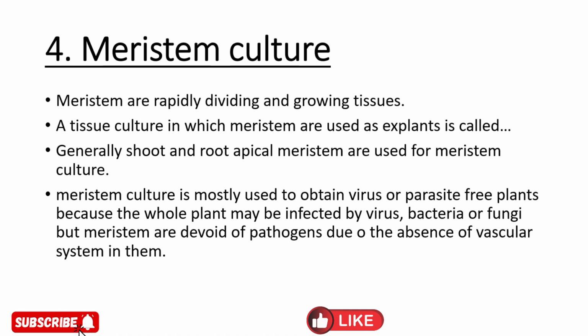The fourth one is meristem culture. As you know, meristems are actively dividing cells present at the tips of root and shoot, and they are used as explants, and this type of culture is known as meristem culture. Meristem culture is mostly used to obtain virus or pathogen free plants because the whole plant may be infected by virus, bacteria or fungi, but meristems are devoid of pathogens due to the absence of a vascular system in them. As you know, the meristems are those tissues present in the apex of shoots and roots having no vascular bundle. Due to this, the pathogen is also absent and they are used as an explant. And this type of culture is known as meristem culture.